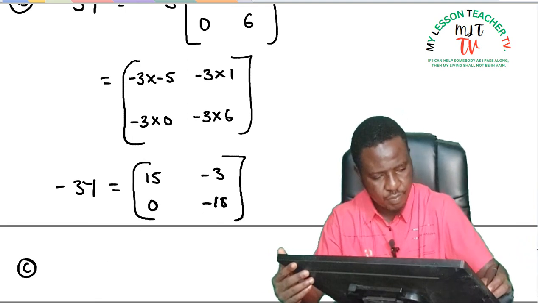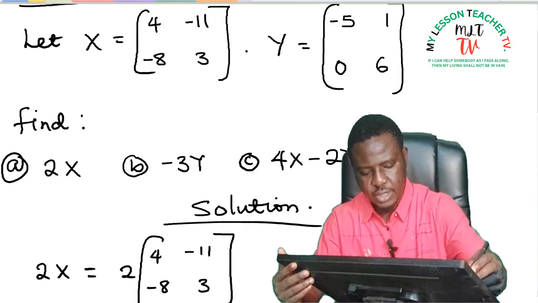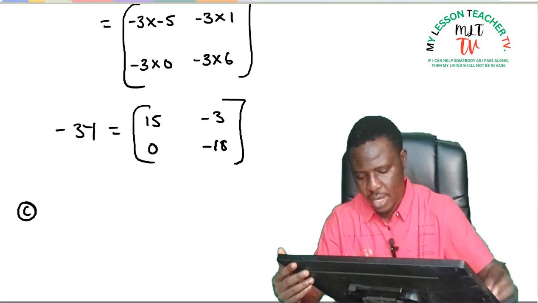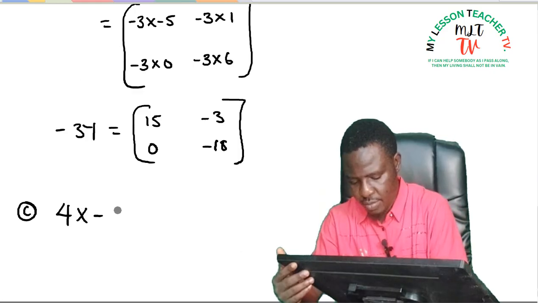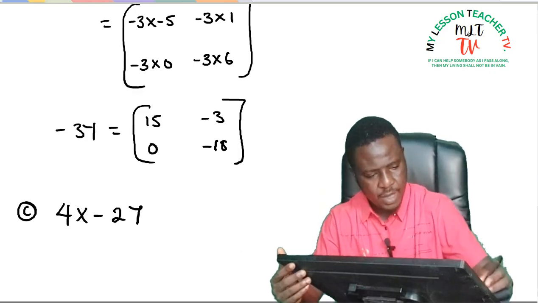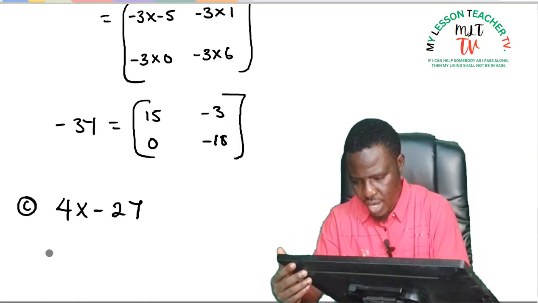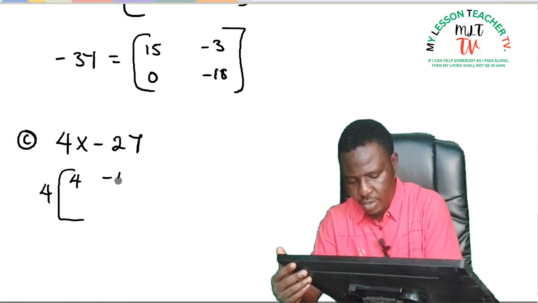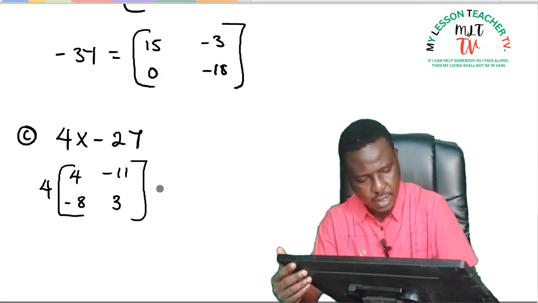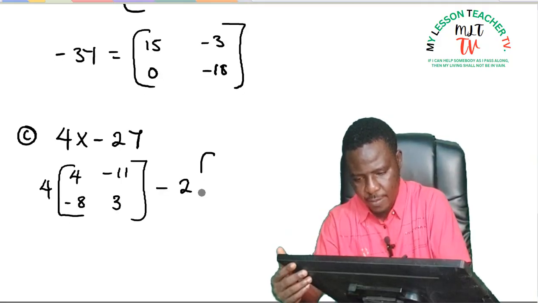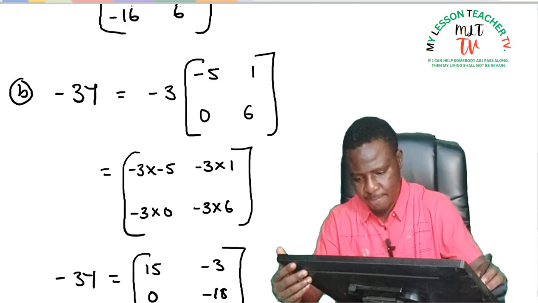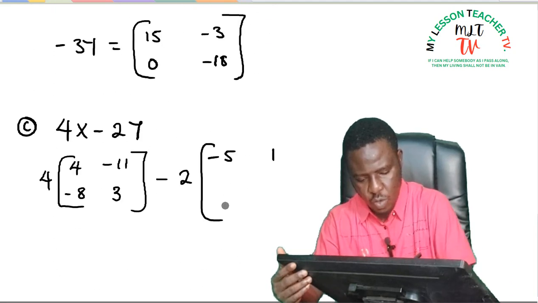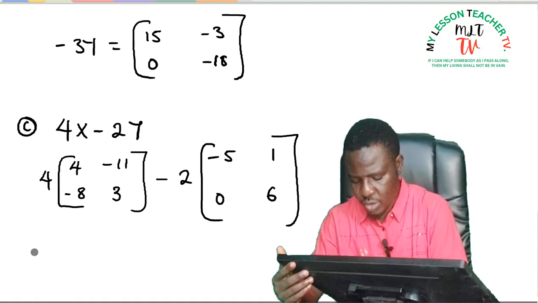C says 4X minus 2Y. So we have it as 4X minus 2Y. Now I'm going to solve this together. We have 4 into the bracket 4, minus 11, minus 8, 3, minus 2Y, where Y is given as minus 5, 1, 0, 6. So we are going to solve this together.